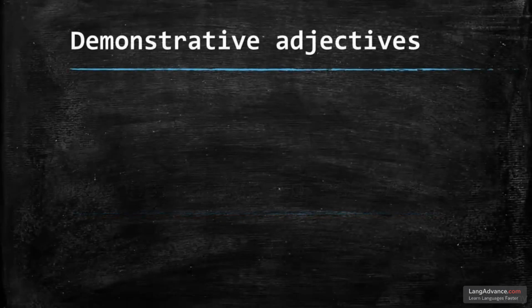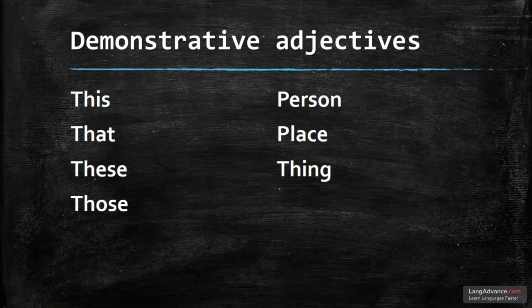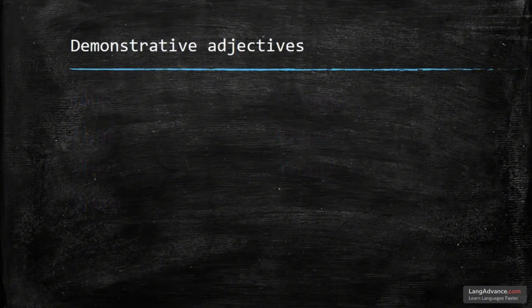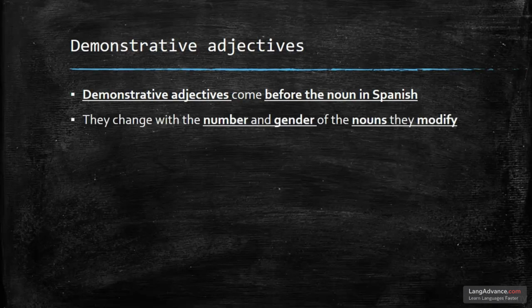In today's lesson, we will discuss various demonstrative adjectives like this, that, these, and those, and their usage. Demonstrative adjectives indicate or point out the person, place, or thing to which a speaker is referring. Just like in English, demonstrative adjectives come before the noun in Spanish. They change with the number and gender of the nouns they modify.